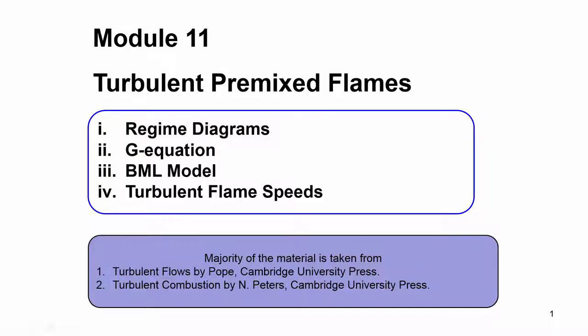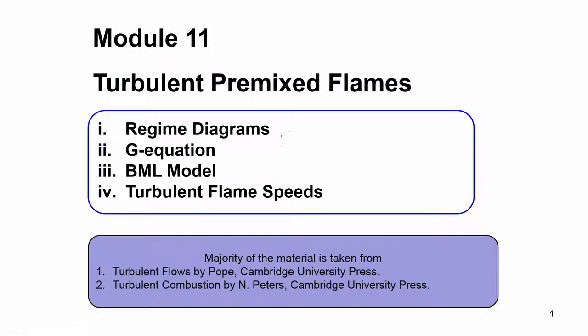Okay. So, first we will go with these regime diagrams. And then we will go with the G equation model, the Bray-Moss model, and turbulent flame speeds. The majority of this material is taken from the turbulent combustion book by Norbert Peters, and a little bit from Turbulent Flows by Pope also.